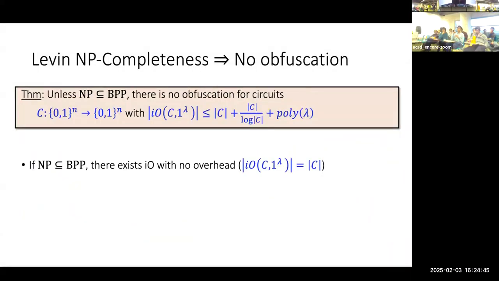So we have this result. I just want to say that assuming that NP is in BPP, then there exists an IO with no overhead at all. There is a way to canonicalize the circuit and get an IO without an overhead. So there is an equivalence between NP and BPP and IO with small overhead. And also there is a bootstrapping result. If you construct an IO with overhead smaller than this, you get an IO without overhead at all.